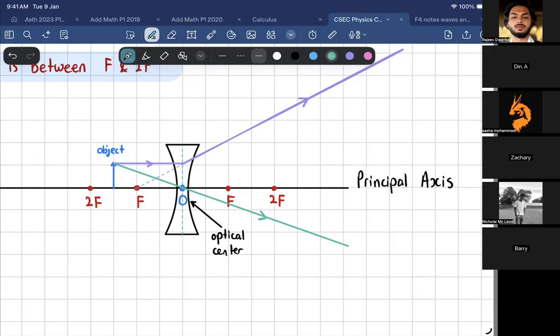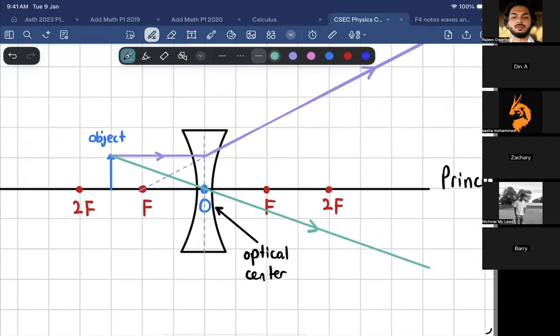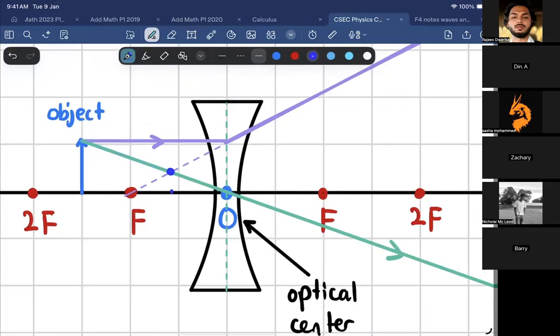Danelle, let me know if you're confused. All right, Danelle, where did the image form? Behind the lens. Right, and if I were to highlight it to be over there, see that? So again, it's virtual. It is diminished because it's smaller, and it's upright. So it's diminished, upright, virtual.